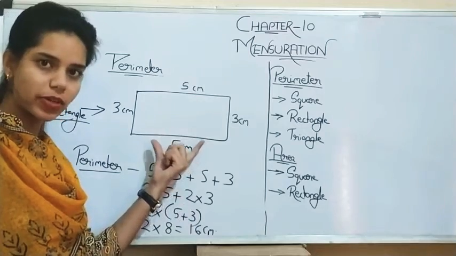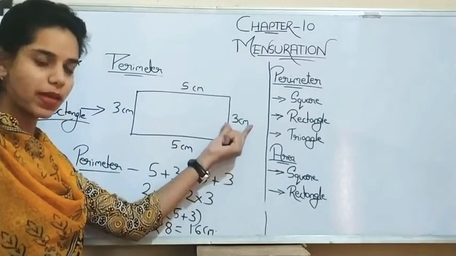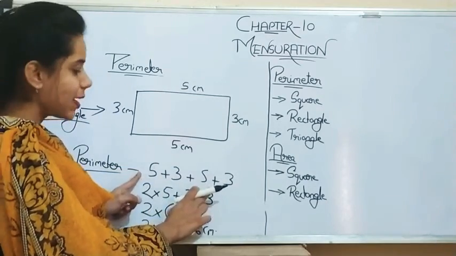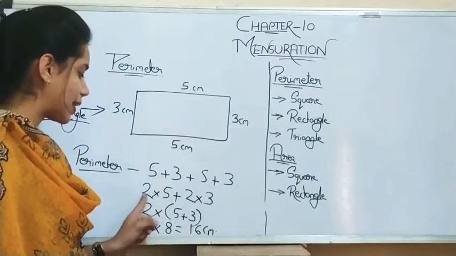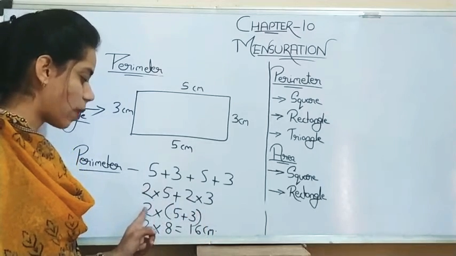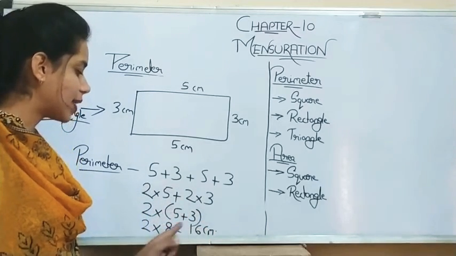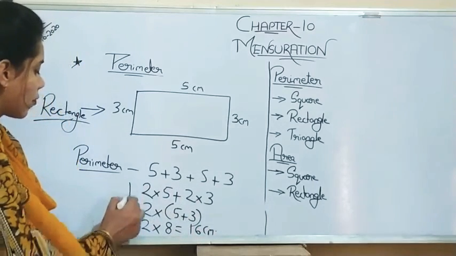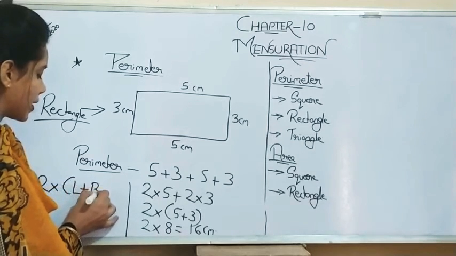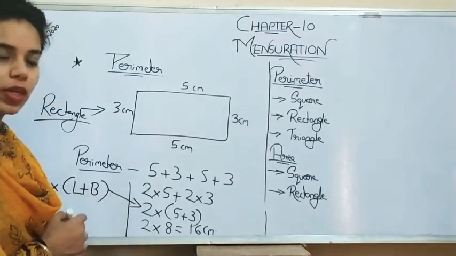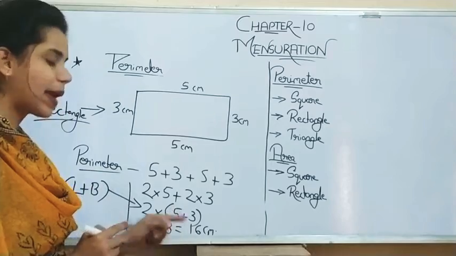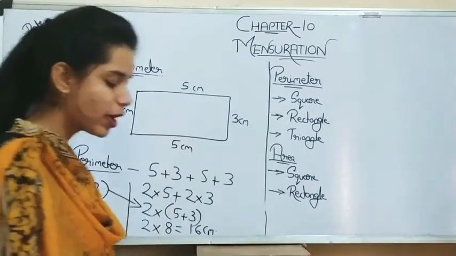Length 5 centimeter was its length, 3 centimeter was its breadth. So 2 multiplied by 5 plus 3, because 2 times 5 is given, 2 times 3 was given. So we can write it as 2 multiplied by 5 and 2 multiplied by 3. After taking 2 as common, 5 plus 3 you will get, and the answer will be 16 centimeter. So the formula for perimeter of rectangle is 2 multiplied by length plus breadth. This is what we have done here. Understood this thing? 2 multiplied by length plus breadth will be the formula for rectangle.